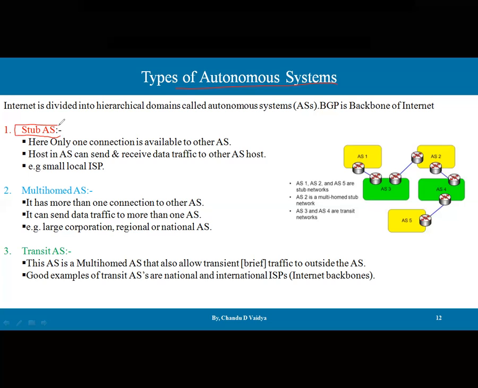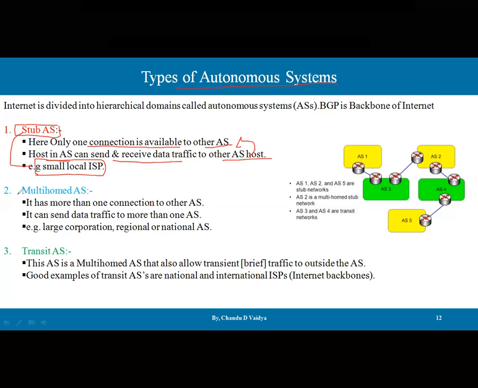The very first is the stub autonomous system. Here only one connection is available to the other autonomous system. A host in a stub autonomous system can send and receive data traffic to another autonomous system via only the one connection available. The best example of a stub is a small local ISP in that particular region. The size of this autonomous system will be smaller than the others.